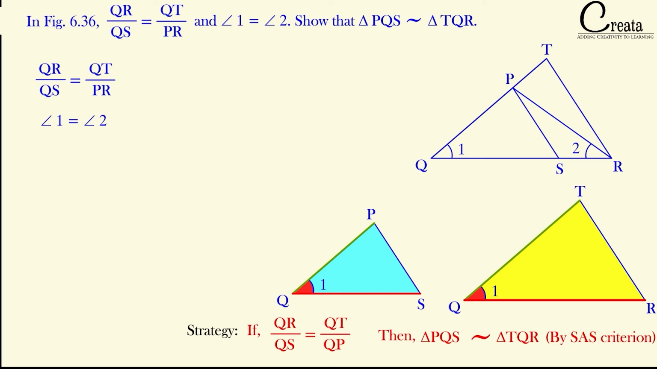Let's see. Here in the question it is given QR upon QS is equal to QT upon PR. If we compare both of these, here the three terms are matching. Here only the terms PR and QP are not matching with each other.